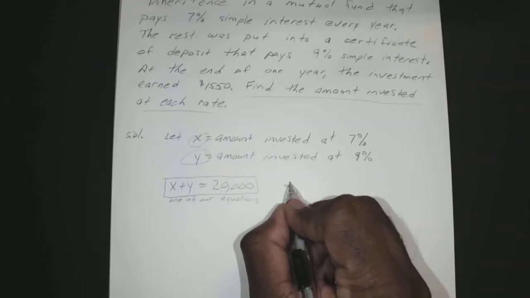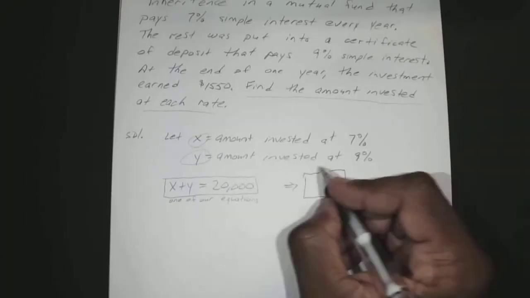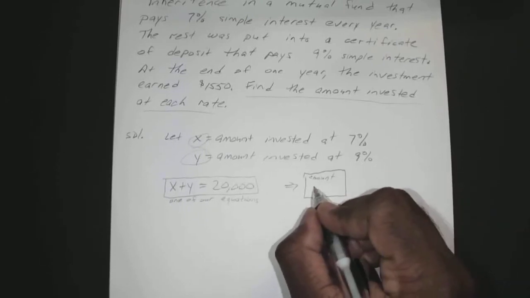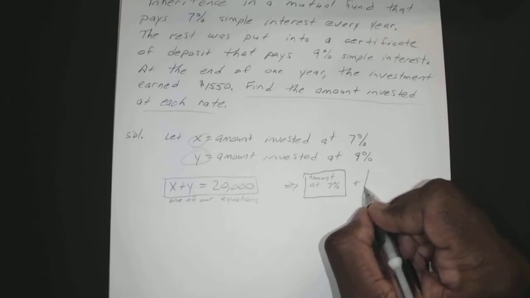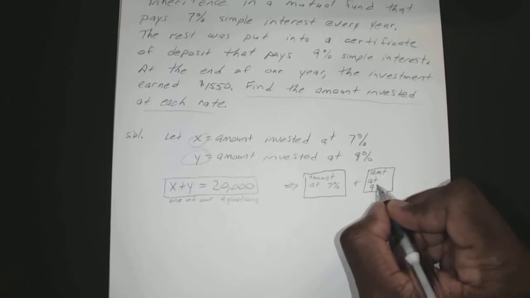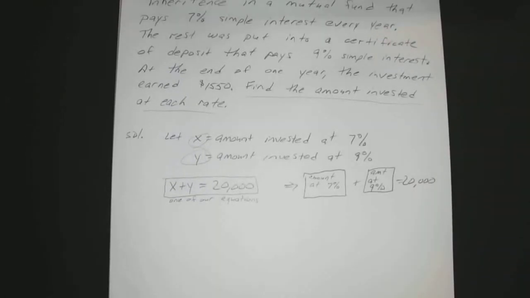If you want to look at it another way, it's the amount at 7% plus the amount at 9% equals 20,000. That's just another way of writing the same thing. Any questions on that so far? Okay, so we have our first equation.